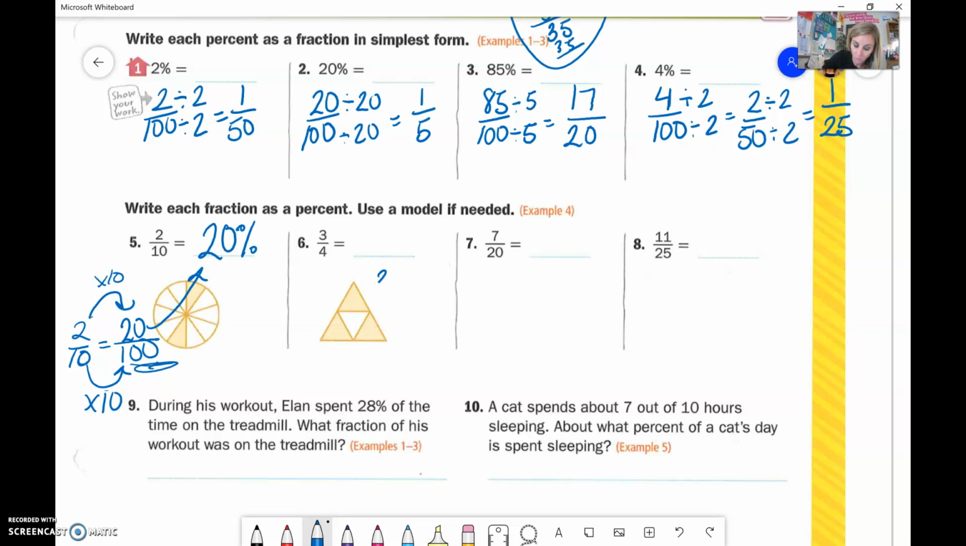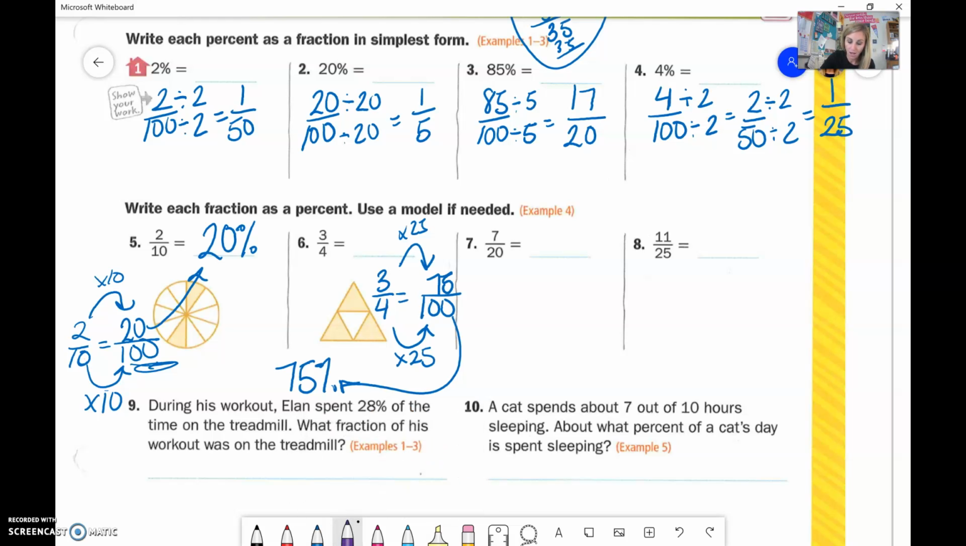All right, 3/4. Can I get to 100? Well, sure I can. I can multiply each of these by 25. If I multiply the bottom by 25, I must multiply the top by 25, which gives me 75 hundredths. Well, 75 hundredths as a percent is 75%.